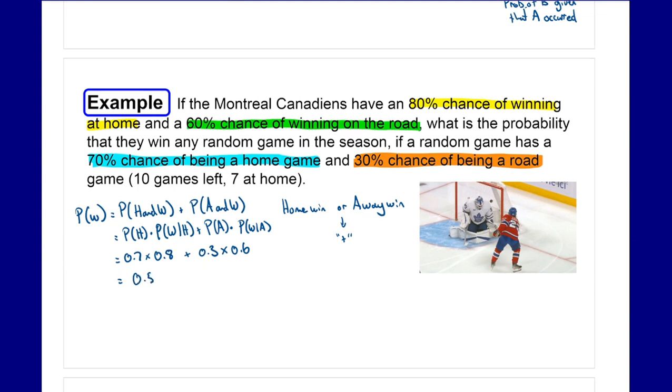So we have 56% plus 18% equals 0.74 or 74%. So there's a 74% chance that any random game is going to be a win for the Canadians.